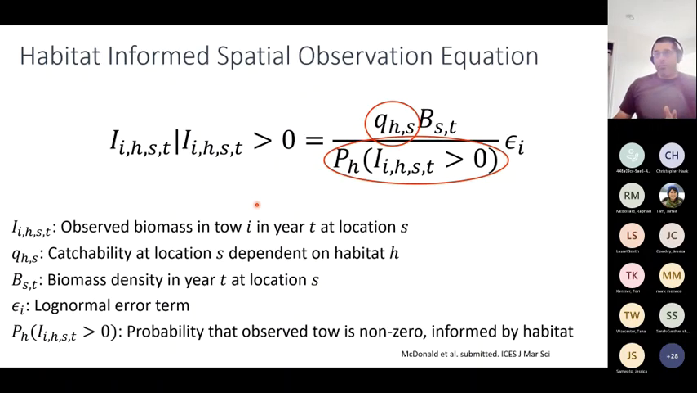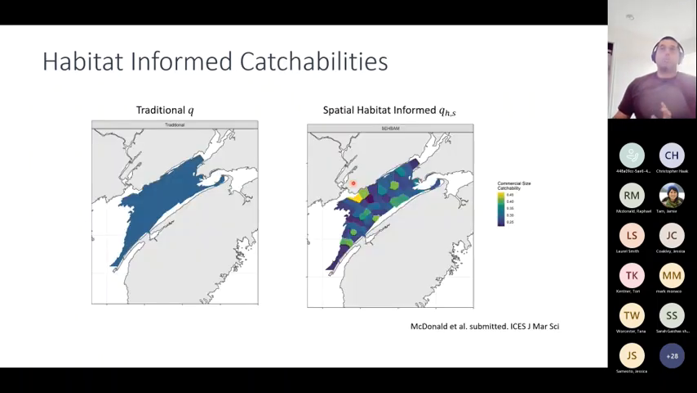This is how Raphael McDonald, who asked the question a second ago, managed to pull it off for us in maths. And effectively, our catchability now becomes habitat and spatial informed. So it's informed by habitat and where it is in space. And that probability of non-zero tow is also informed by the same information. So both these things now account for your sediment type, the bentoscape map that we have there.